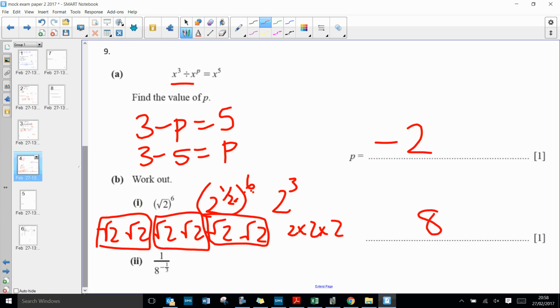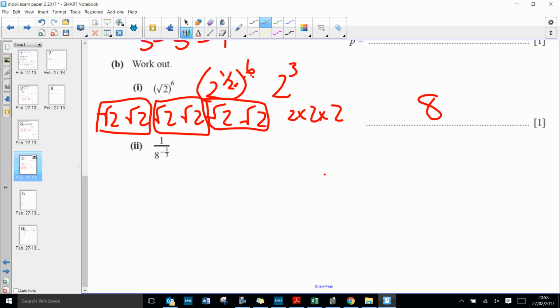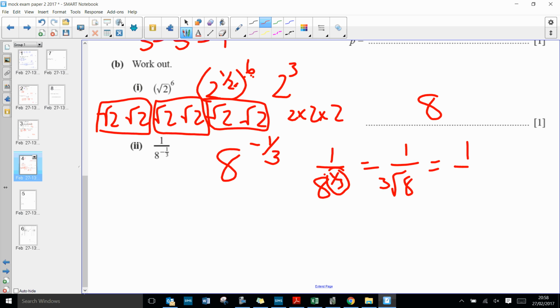1 over 8 to the -1/3. Oh, it's the easiest way to get you to think about this. Okay, so if we focus on the 8 to the -1/3 for now, so we know that 8 to the -1/3 is 1 over 8 to the +1/3, and we know that the power 1/3 means the cube root of 8, so that means 1 over 2. So 8 to the -1/3 is equal to 1/2.